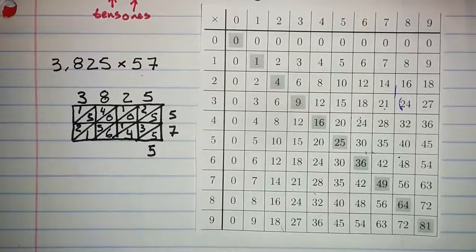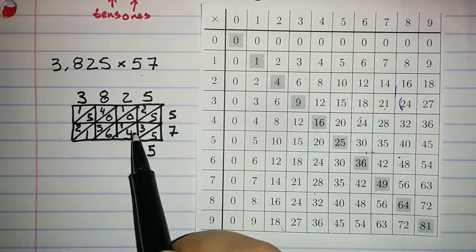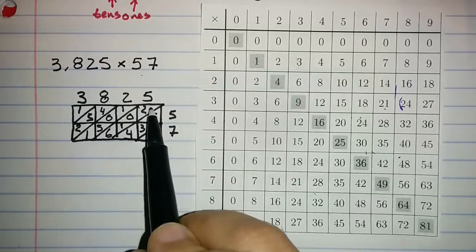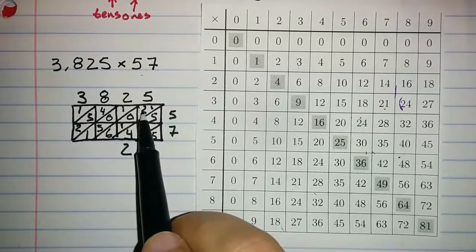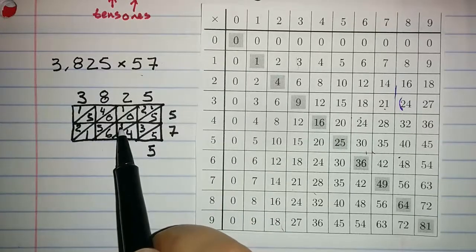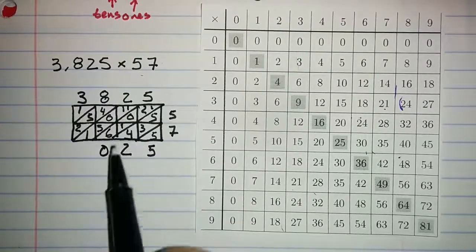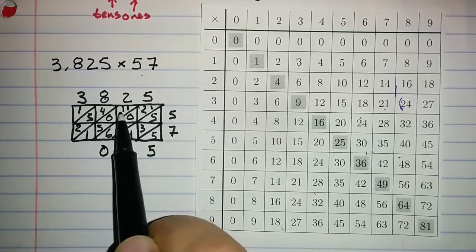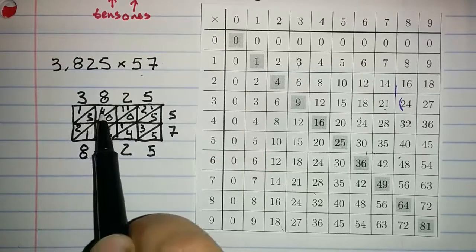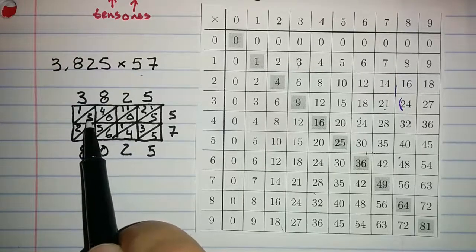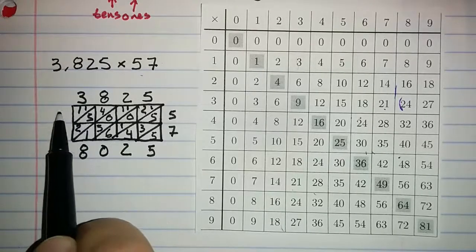The ones place is just 5. 5 plus 3 is 8. Plus 4 is 9, 10, 11, 12. So I carry the 1, write down the 2. 1 and 2 is 3, and 1 is 4, and 6 is 10. Write down the 0, carry the 1. 1 and 1 is 2, and 5 is 7, and 1 is 8. 4 and 5 is 9, and 2 is 11. Write down the 1, carry the 1. 1 and 1 is 2.